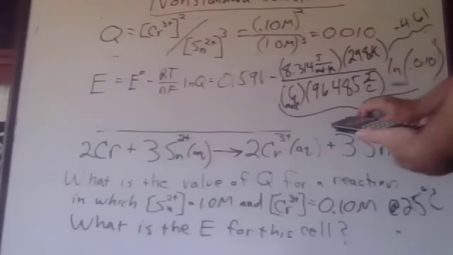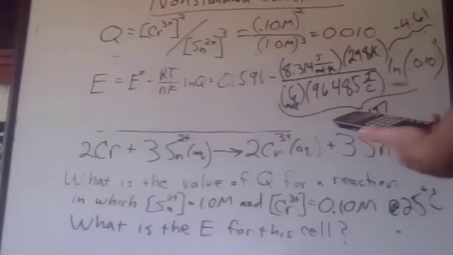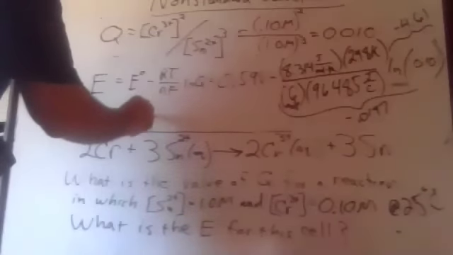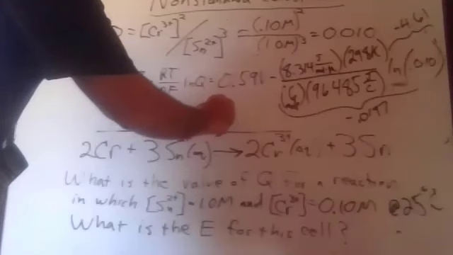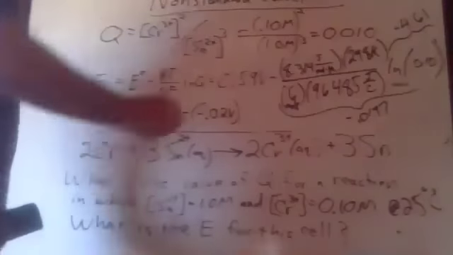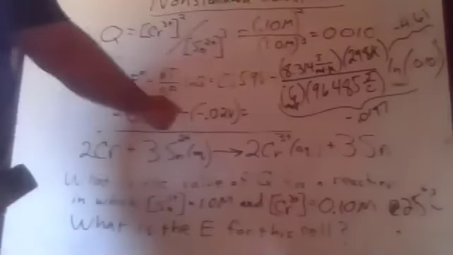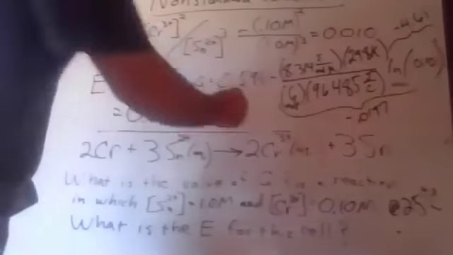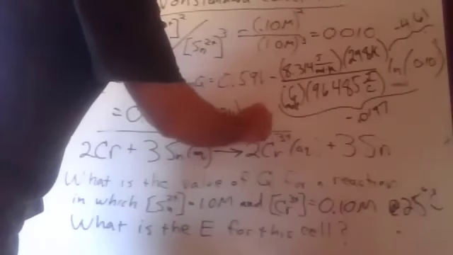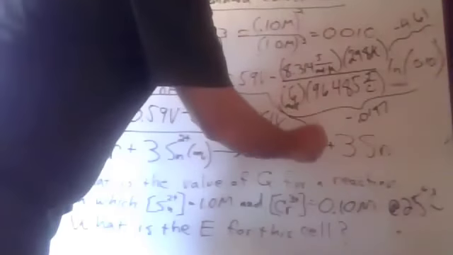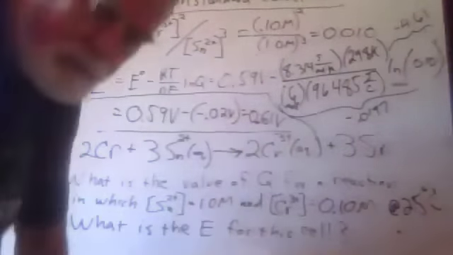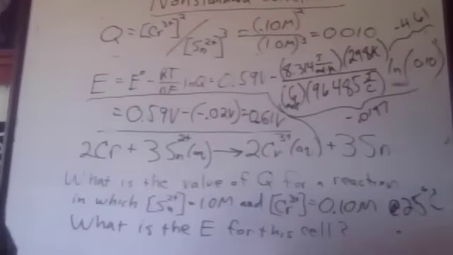It's minus 0.0197, which is about 0.02. So our E then is going to be 0.59 volts minus a negative 0.02 volts. And then for the final answer, minus a negative is plus. The final answer is 0.61 volts. So 0.61 volts is a non-standard potential for that reaction.